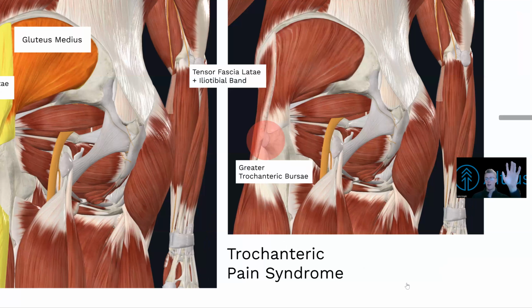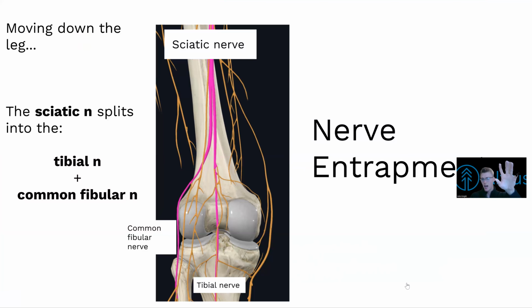Okay, so now we're going to move down. Okay, so we've talked about the hip. Now we're going to move down into the knee here. Okay, so this is that sciatic nerve. In most people, that sciatic nerve travels all the way down here, and then at the popliteal fossa over here, it'll split. Okay, so then this nerve splits into the common fibular nerve and the tibial nerve that runs right on the back side of the knee here.